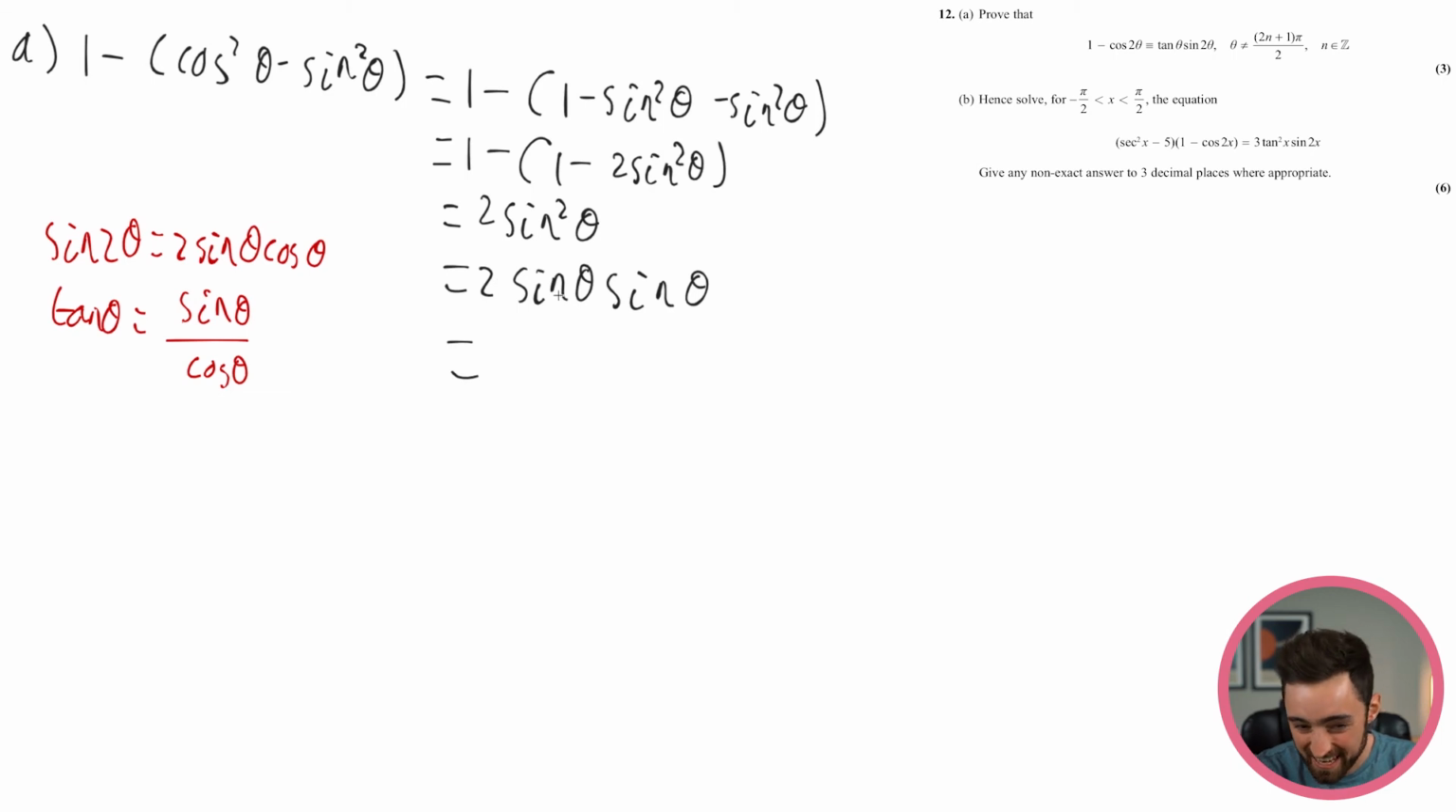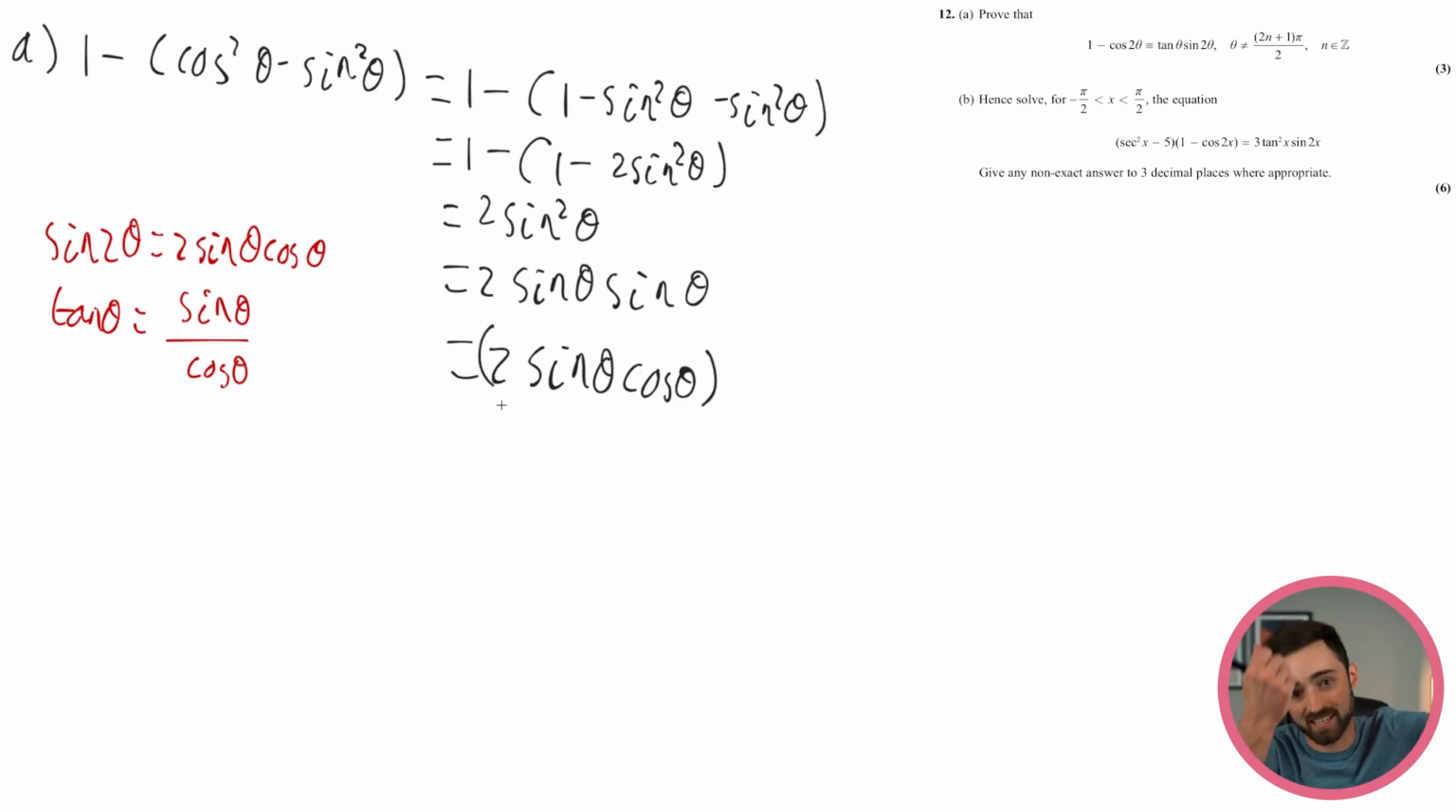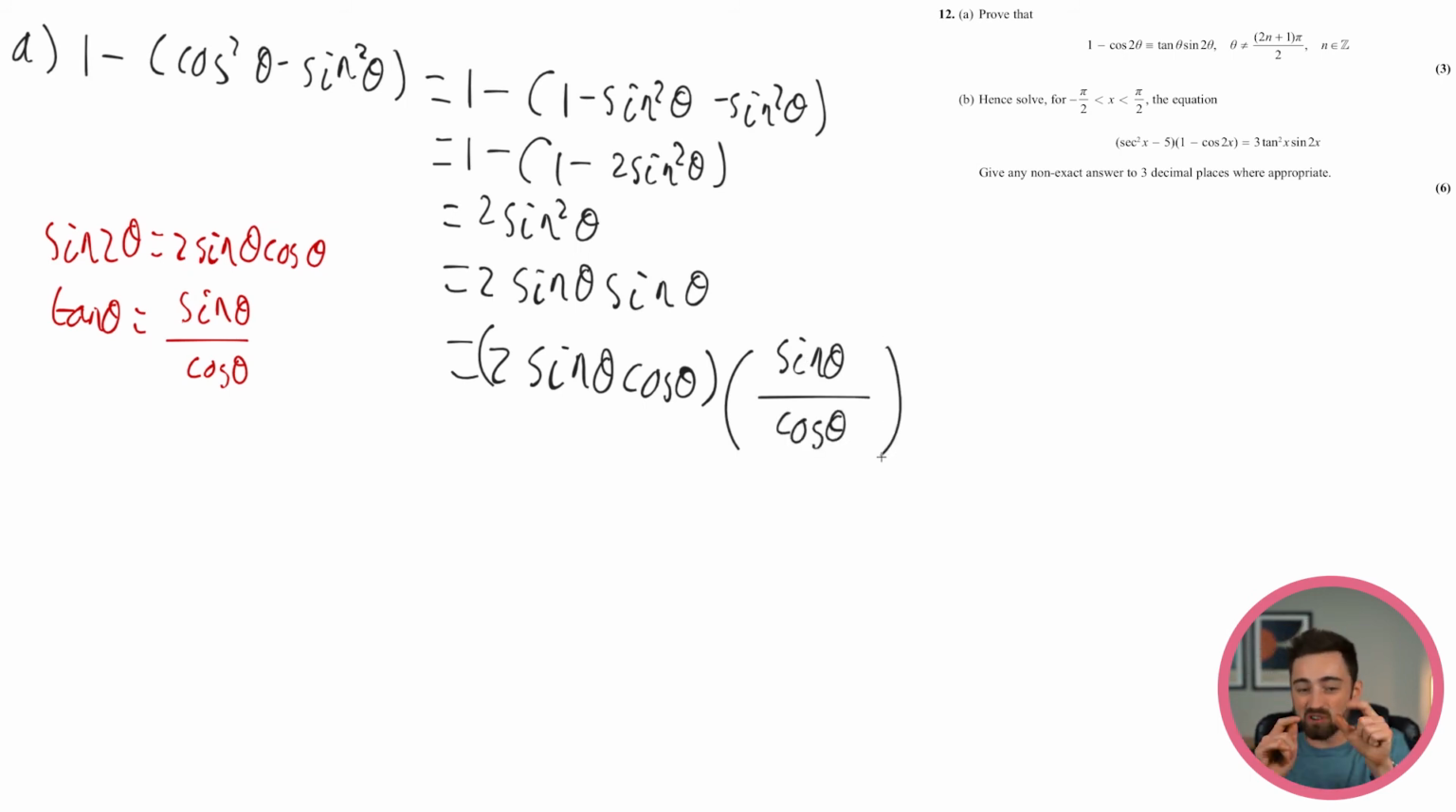So instead, this thing here, I'm going to write the following. 2 sine theta cos theta, okay? So I times by cos, so I need to undo that. So then this bit times by sine theta divided by cos theta. So look what I've done. This is completely allowed. I have not changed the value of this at all. Times it by something, but then divided by that thing.